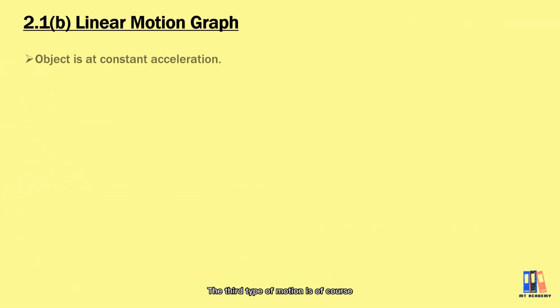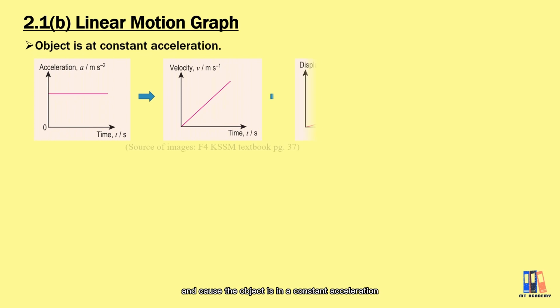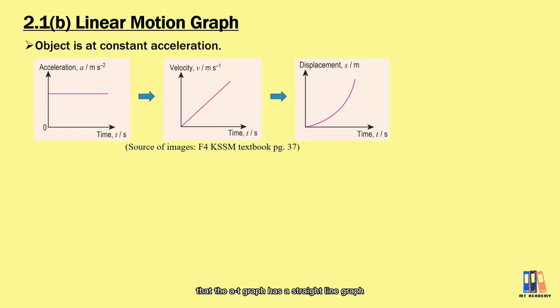The third type of motion is of course due to an external force, which causes the object to be at a constant acceleration. Here the graph is also quite similar: the AT graph is a straight line graph which has a 0 gradient, and when you translate to the VT graph, the gradient of the VT graph is the acceleration. So if the object is at a constant acceleration, the graph of VT is a linear graph. But when you translate the graph into the ST graph, it becomes a quadratic graph. This graph can be related to the equation s = ut + (1/2)at². So you can see that s is proportional to the square of the time.